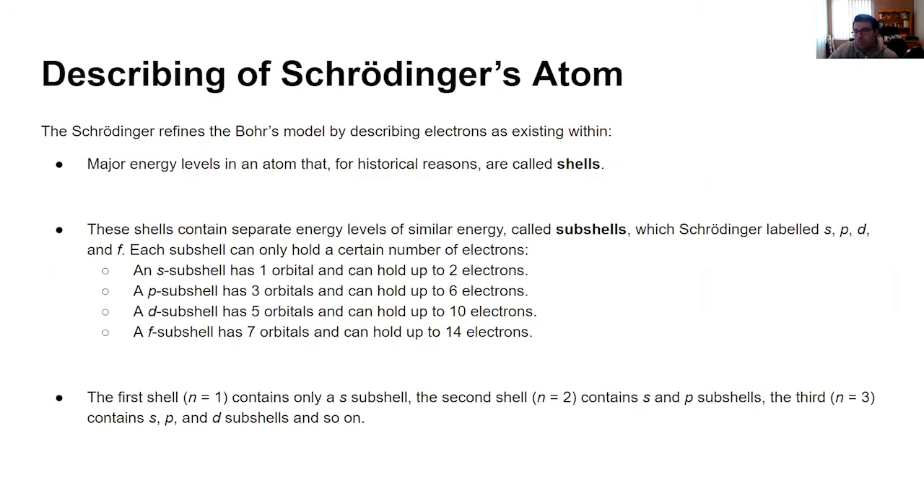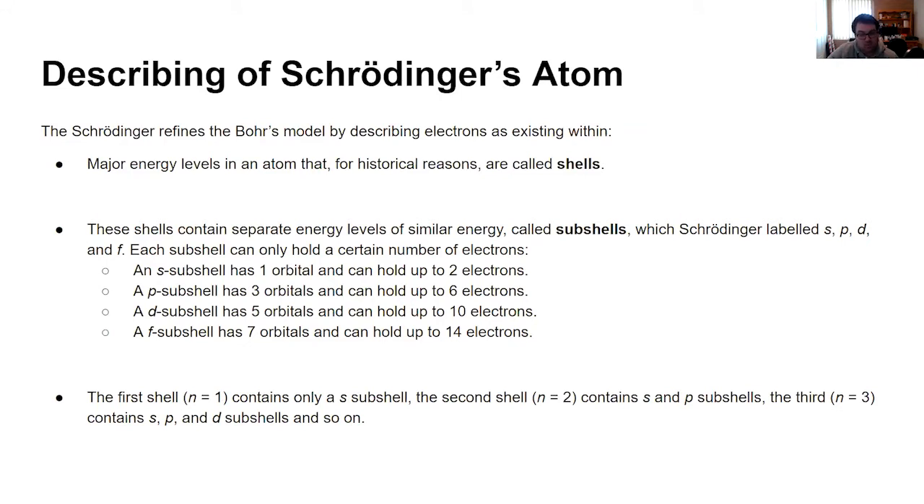All right, now breaking this down, the main features of Schrödinger's atom is that we have the major energy levels that are surrounding the atom, and for historical reasons, basically because we're building this on top of the Bohr model, we call them shells. Each of those energy levels actually contains separate energy levels of similar energy. They're called subshells. And this is where we start breaking down into the SPDF notation, and we start looking at the shape of the clouds that actually surround the nucleus of the atom.